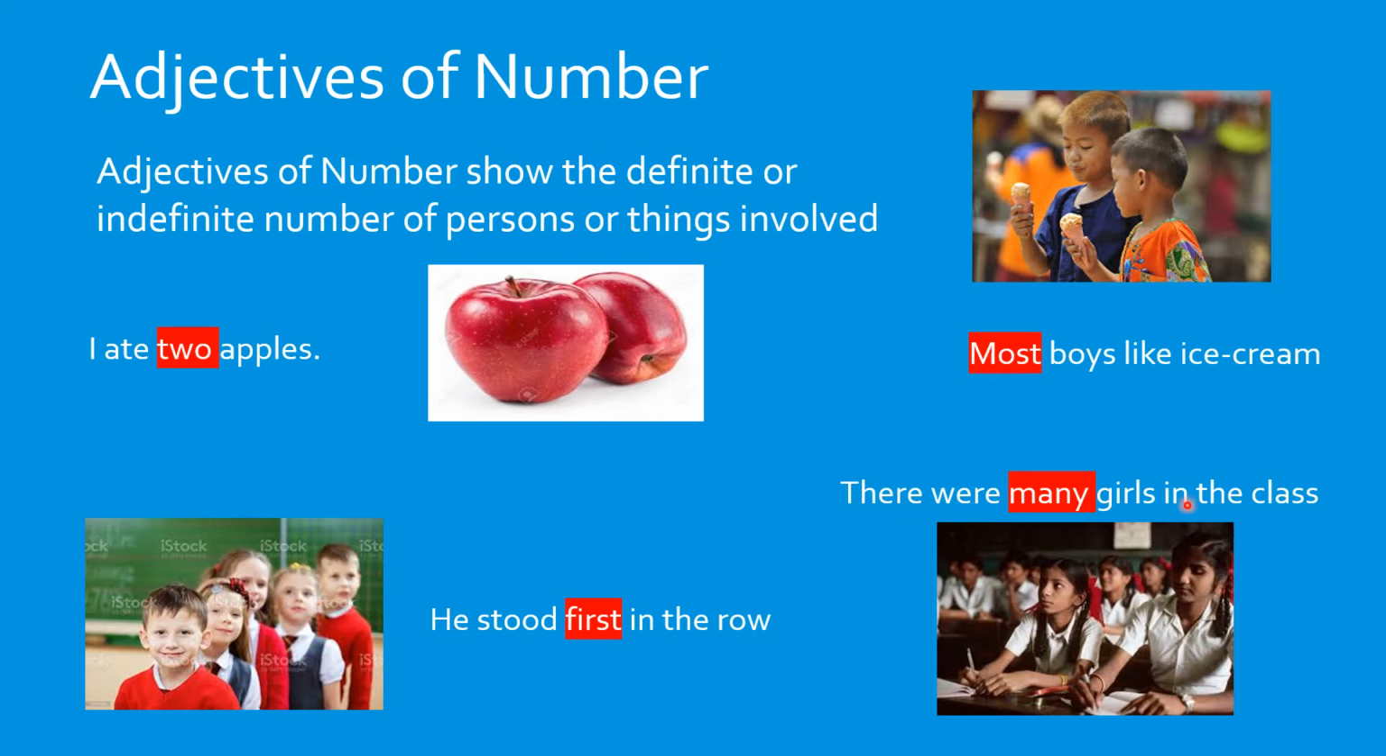There were many girls in the class. So many is the adjective of number. It is an indefinite number. So all these highlighted words, two, first, most, many, are adjectives of number. Adjectives of number show the definite or indefinite number of persons or things involved.